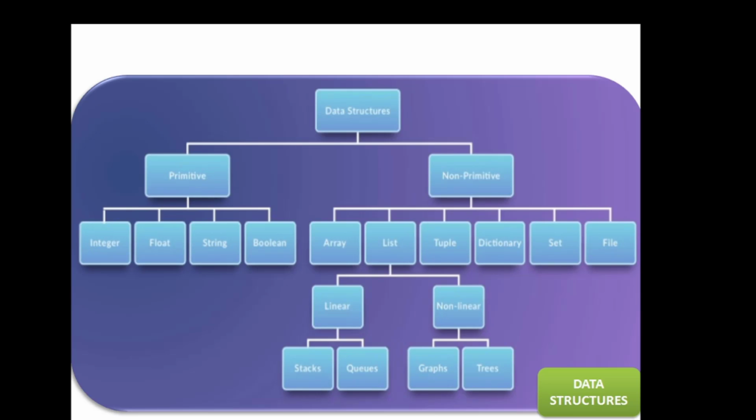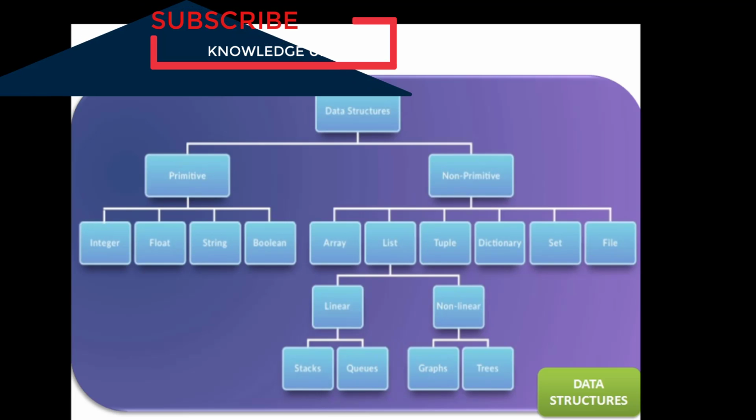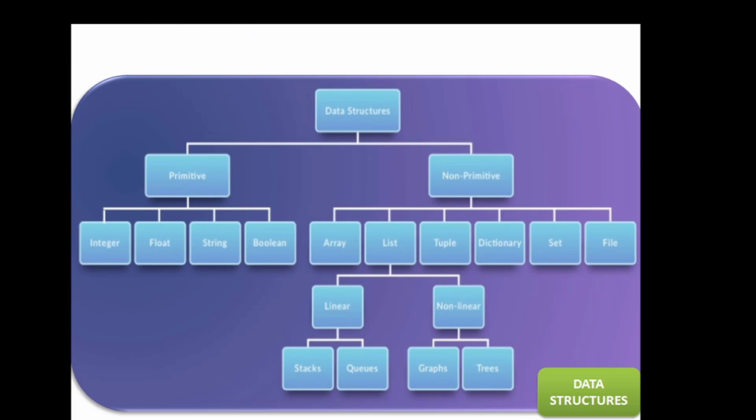So generally, data structures can be divided in two categories in computer science. Primitive data, examples of primitive data are integer, float, string, boolean. And non-primitive data structures. The former are the simplest forms of representing data, whereas the latter are more advanced. They contain the primitive data structures with more complex data structures for special purposes.